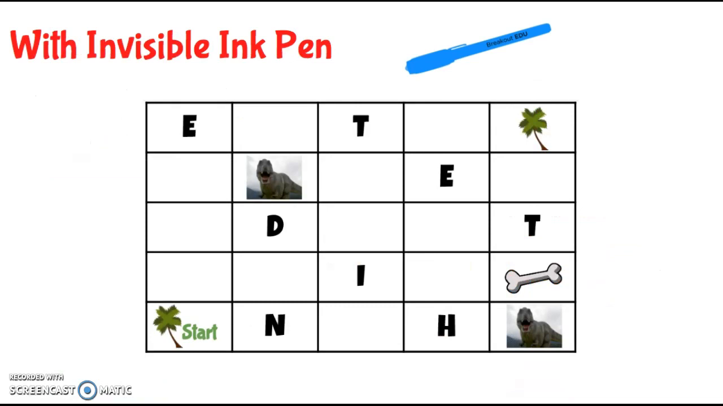With your invisible ink pen on the word lock clue, you are going to write the letters N, D, E, T, I, E, H, T in these corresponding boxes on the grid.